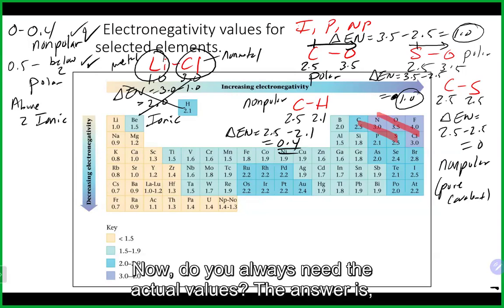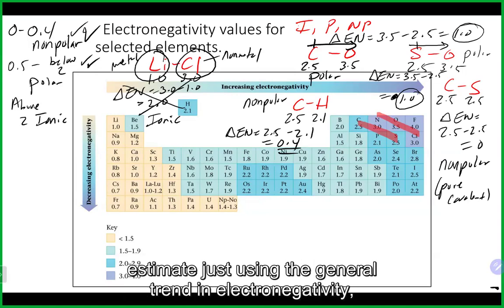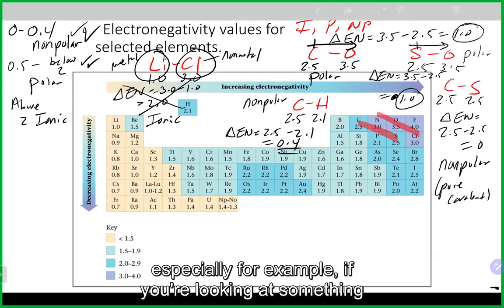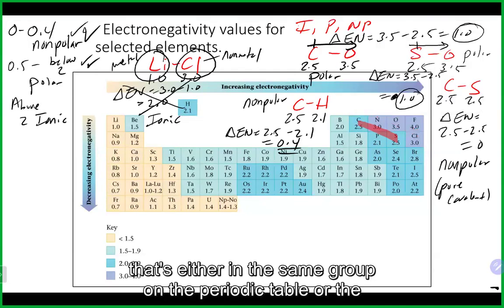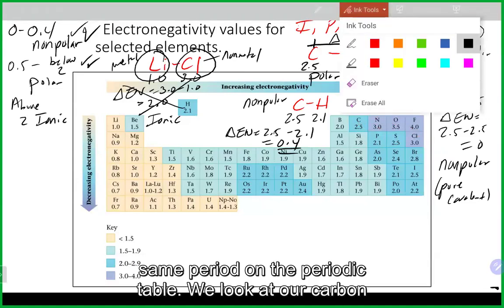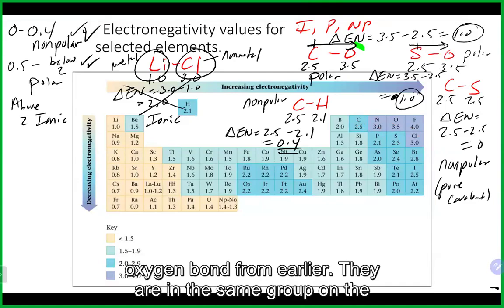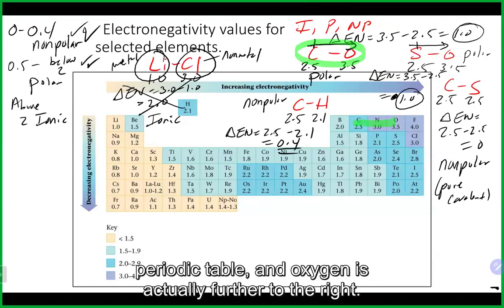Now, do you always need the actual values? The answer is no, you really don't. You can make a pretty good estimate just using the general trend in electronegativity, especially if you're looking at something that's either in the same group on the periodic table or the same period on the periodic table. We look at our carbon-oxygen bond from earlier. They are in the same period on the periodic table, and oxygen is further to the right.